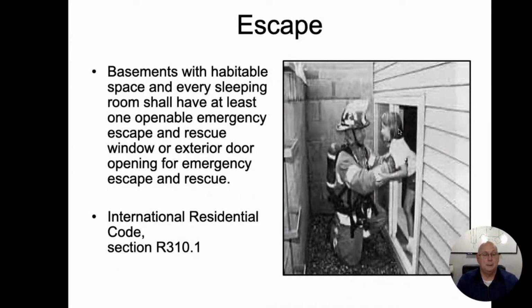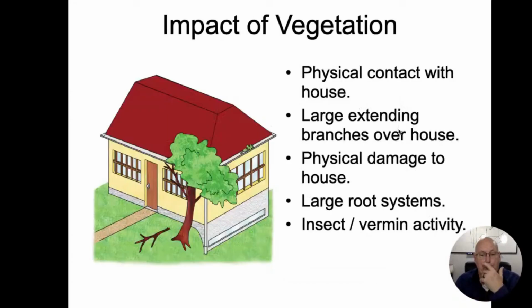Basements with habitable spaces, they have to have at least one openable emergency escape window. Once I start compartmentalizing that basement, each bedroom in that basement then also has to have an additional emergency egress in there. All right.